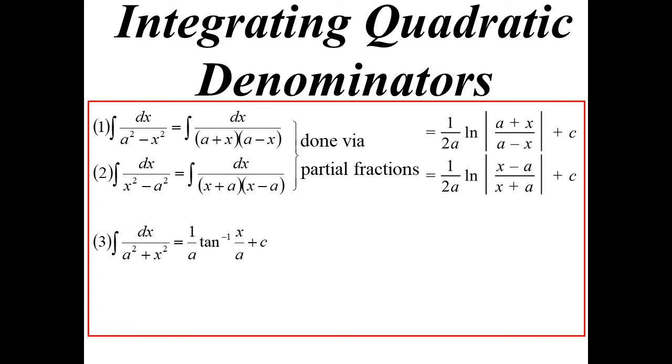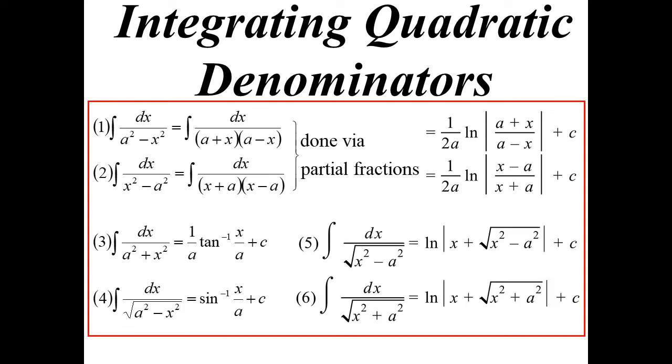The other situation with quadratic denominators is when we have the square root of the denominator. So square root of a squared minus x squared, well, we've seen that. That's inverse sine or minus inverse cos. But then there's these two, which you'll recall I said were worth remembering, again, to save time. If you do not remember them, then it's done via a trig substitution. You'll eventually get there. Okay, let's just do some examples then.